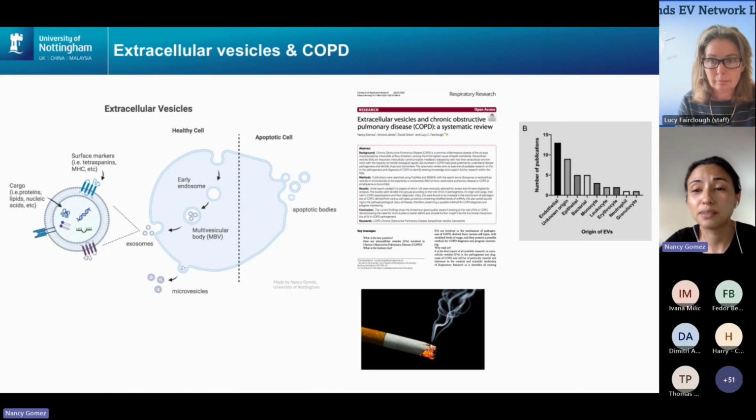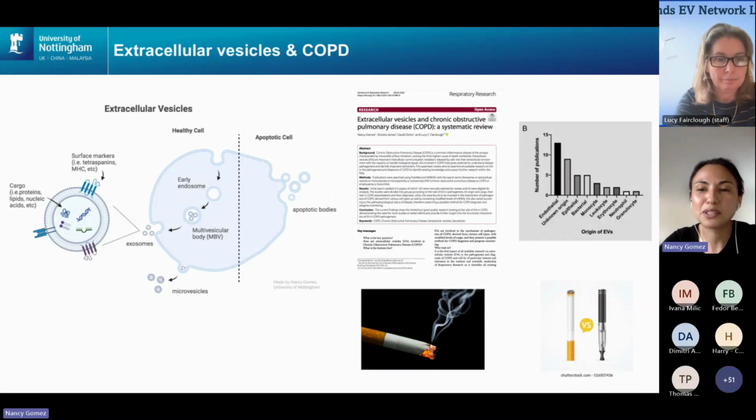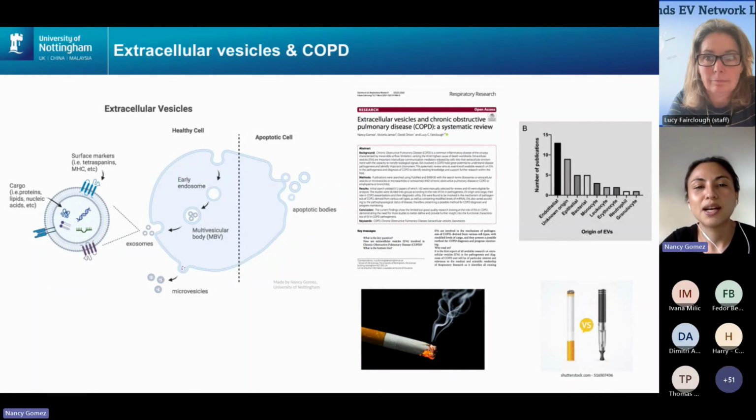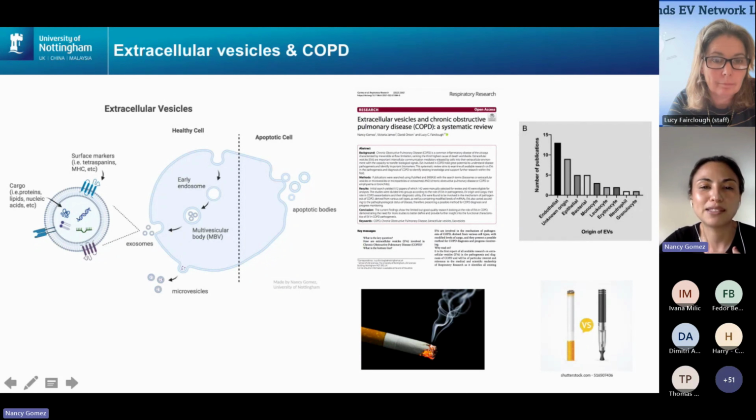Additionally, we know that e-cigarettes are looked at as a safer alternative to cigarette smoking. However, research hasn't fully elucidated the effects of e-cigarettes, both acute and long-term effects. So we wanted to compare both cigarette smoking and e-cigarette vapor on the effect of the EV production by cells of the immune system.